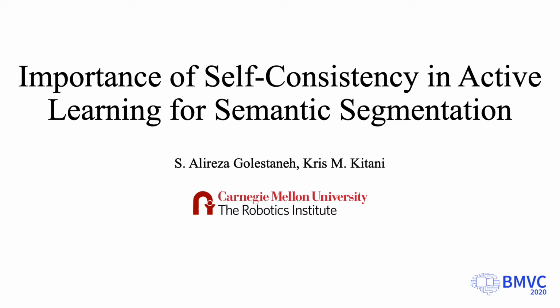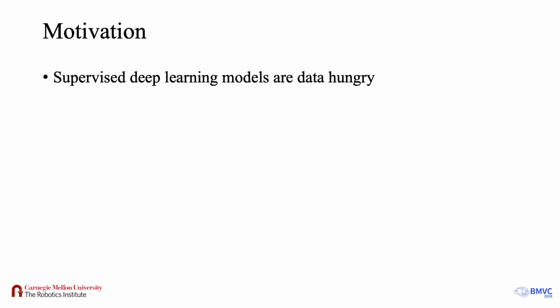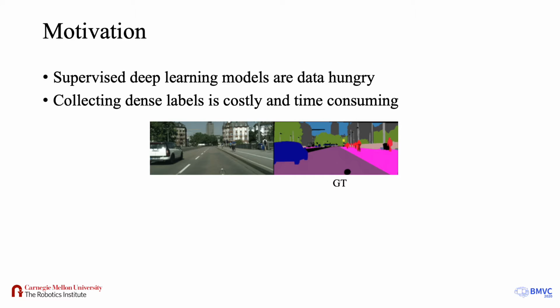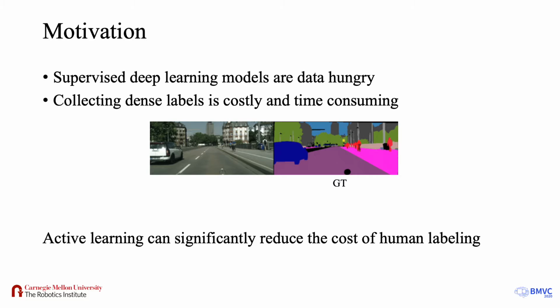In this work, we introduce the importance of self-consistency in active learning for semantic segmentation. State-of-the-art supervised semantic segmentation models need a tremendous amount of labeled data to learn a large number of parameters. In semantic segmentation, every pixel is associated with a label, so collecting dense labels is costly and time-consuming. Active learning proposes a compelling solution by iteratively selecting the most informative samples to label.